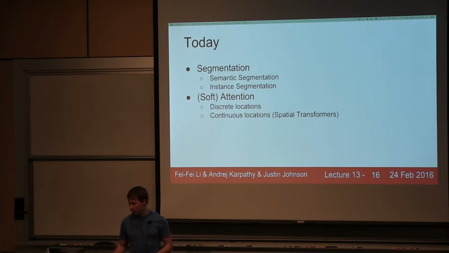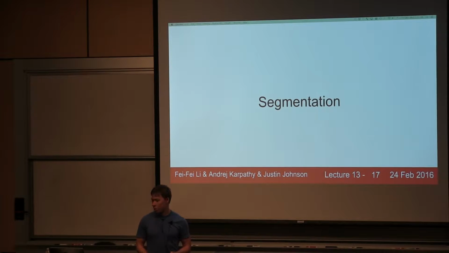OK. So today we're going to talk about two other topics that are sort of common things in research these days. Those are segmentation, which is this sort of classic computer vision topic, and also this idea of attention, which I think has been a really popular thing to work on in deep learning over the past year, especially. So first, we're going to talk about segmentation.